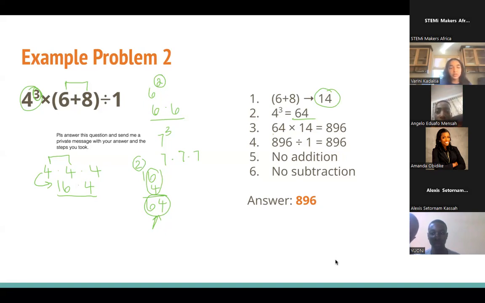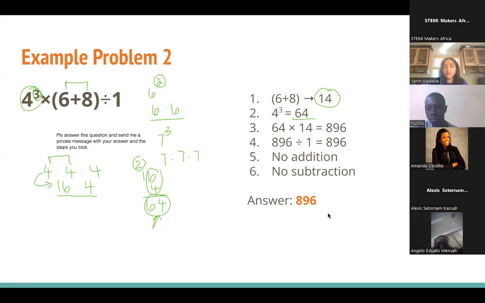Good? Yeah, please. Okay, you can continue with what you were doing. I want to change my answer. Okay, that's okay. My new answer, the 4 cubed will now turn to 64. So you do 64 times 14. Yeah, that's correct. Then you do 64 times 14.